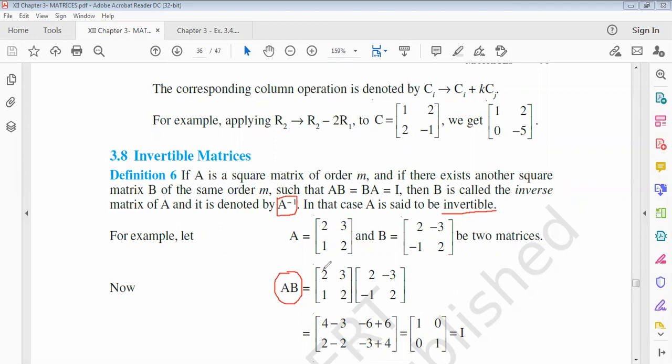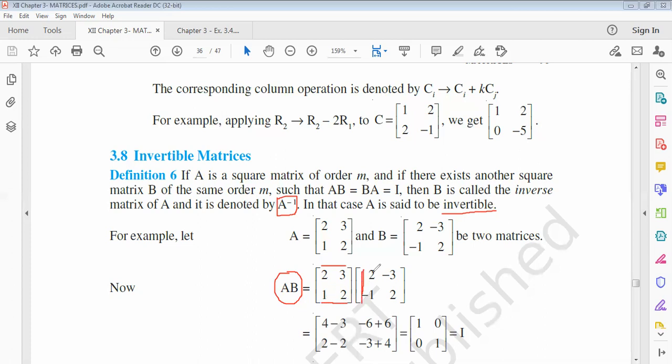First of all, we are multiplying the first row elements by the column elements, and this becomes 2 times 2, that is 4, plus 3 into minus 1, that is minus 3. So it is 1. The second element of the first row is 2 into minus 3, it is minus 6, and 3 into 2, it is plus 6. Similarly, now we are multiplying the second row elements by the first column elements.